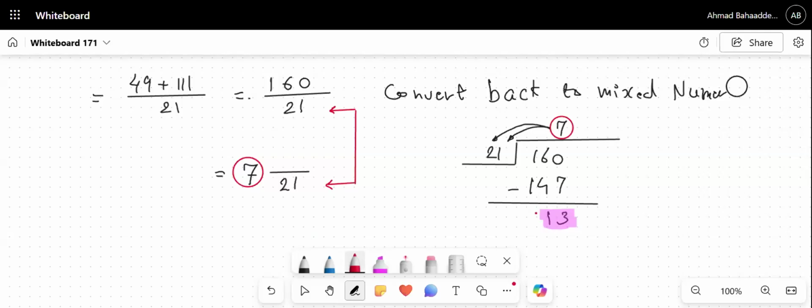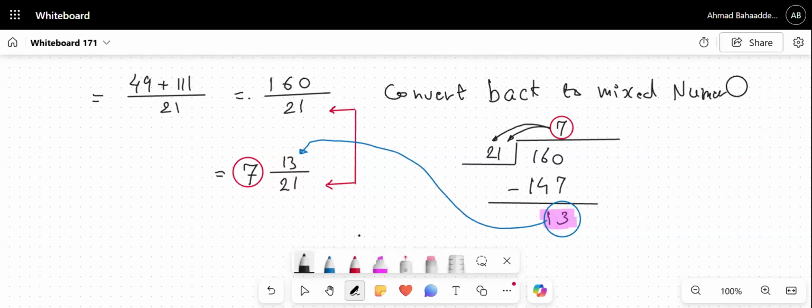Now, the 13 is going to be the remainder here. As you know, this is the remainder. And we are going to take this remainder to the top here. So we're going to write down 13 in here. So basically, the answer is 7 and 13 over 21. That's one of the examples, guys.